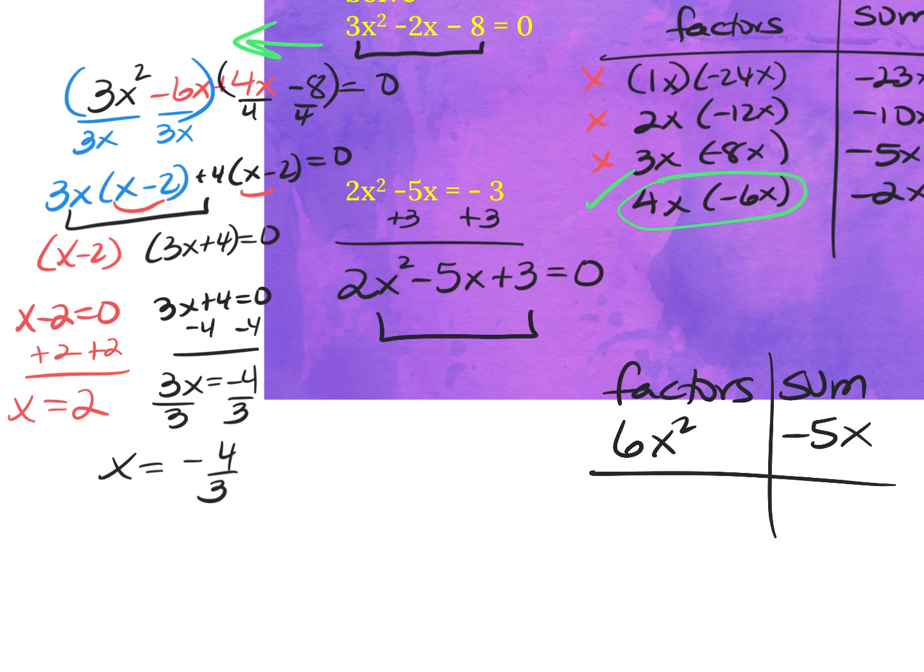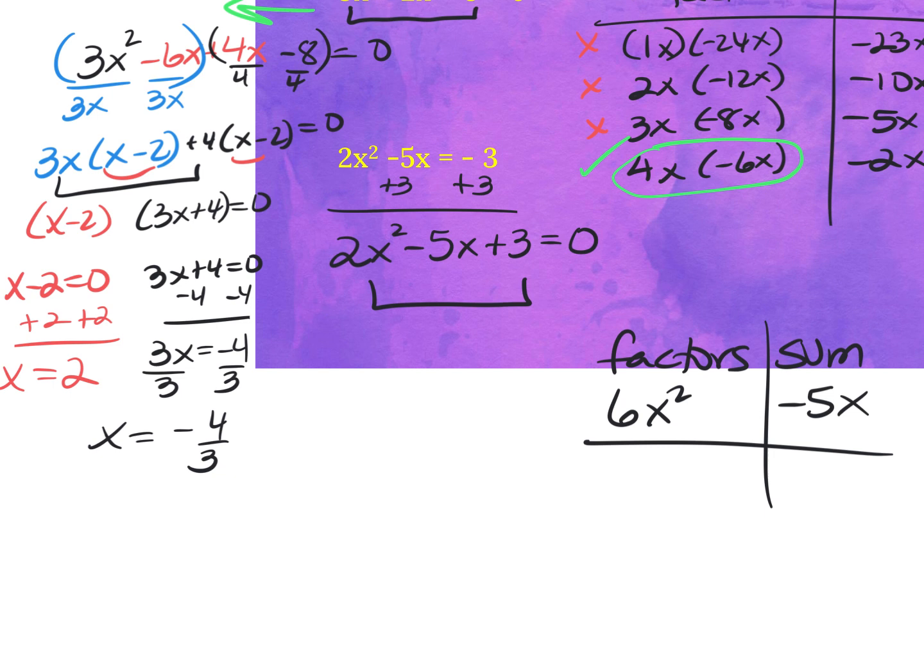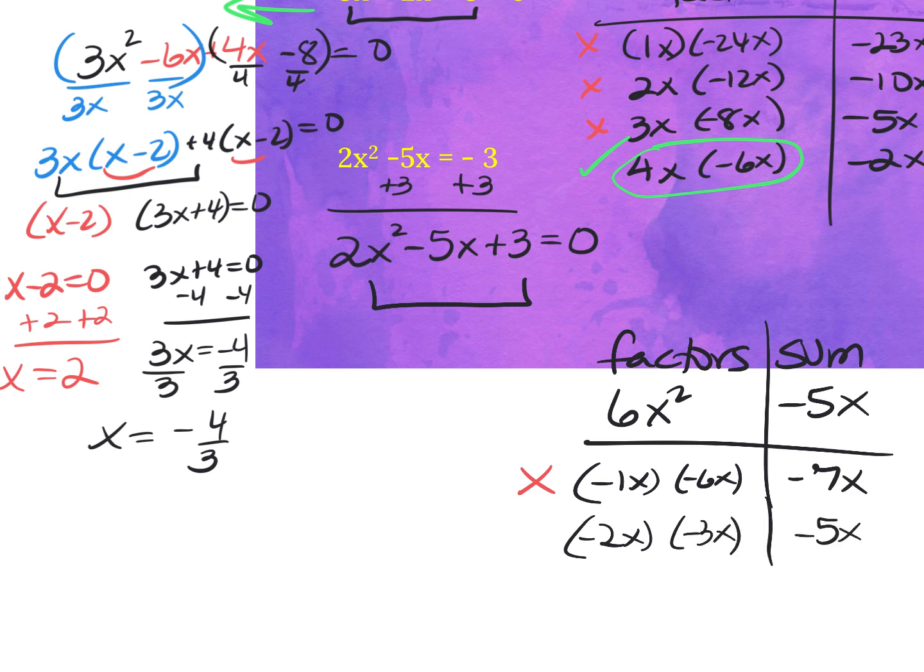So if I start my organized list here, signs have to be the same. So if I do negative 1x times negative 6x, that gives me negative 7x. That one doesn't work. But if I try negative 2x and negative 3x, that gives me the negative 5 that I need. So again, I'm going to replace the middle, this negative 5, with these two factors I just found.